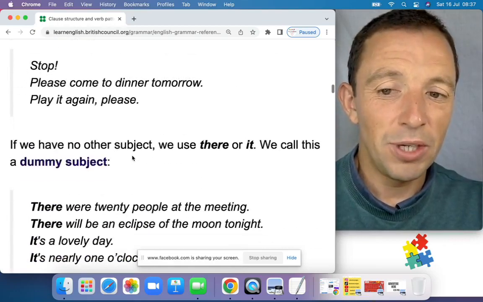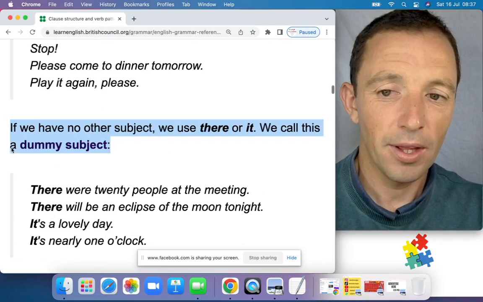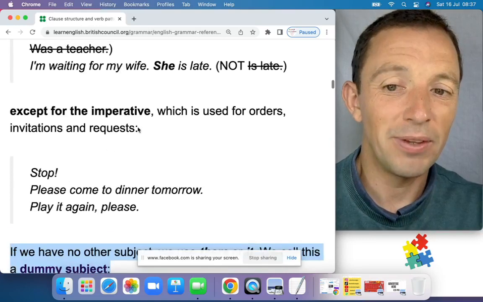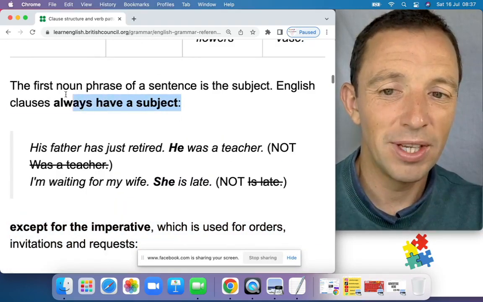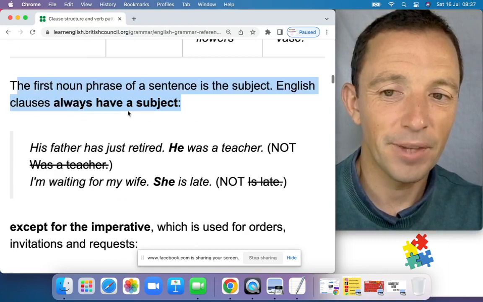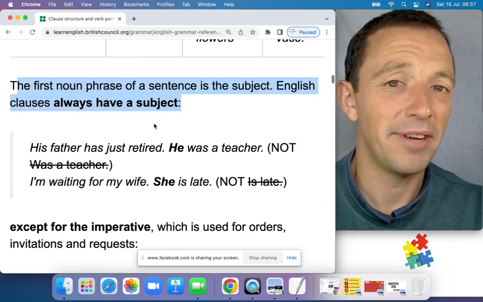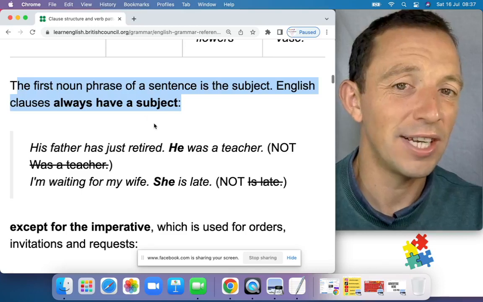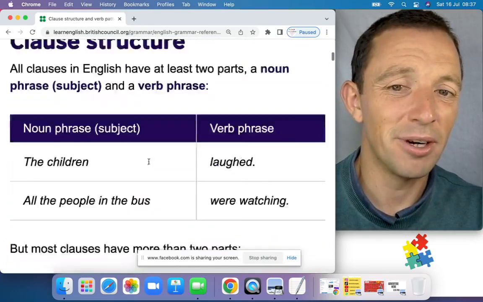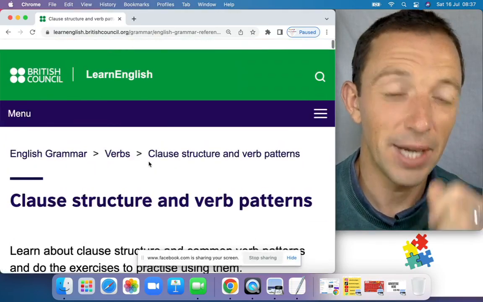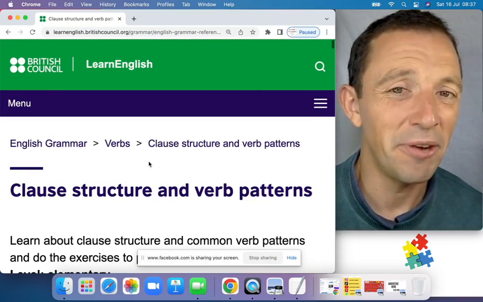We spoke about a dummy subject. Remember it or there. We spoke about the imperative. There's no subject for the imperative. And we spoke about the necessity to have a subject for every clause in English. And we had some examples here of the noun phrase and the verb phrase. Okay, so that is the lesson for today. I think it's very, very good.